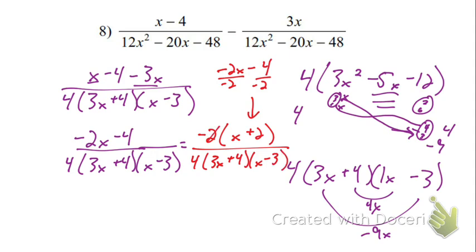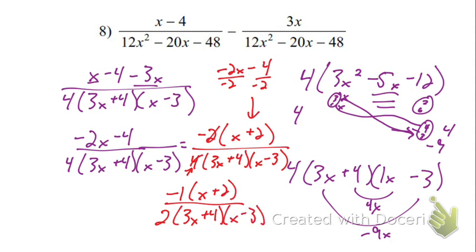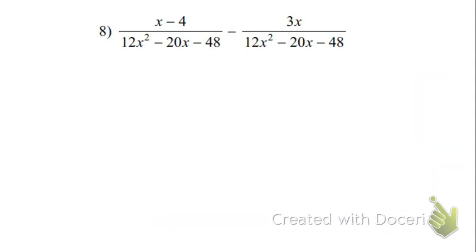So now those two are divided by 2. I have a negative 1 outside my x plus 2. This 4 right here becomes a 2. I have 3x plus 4, x minus 3. And that, ladies and gentlemen, is that.